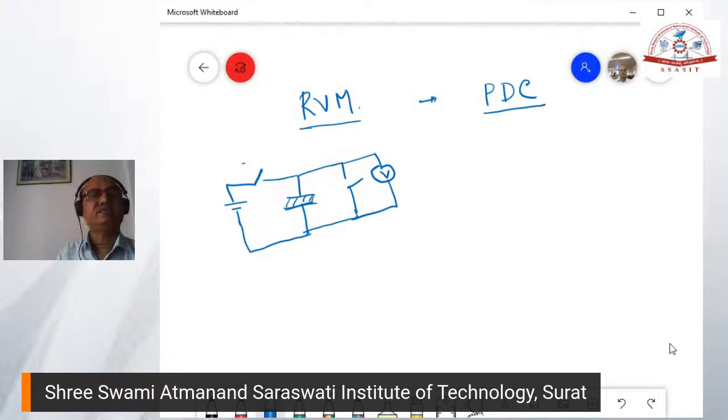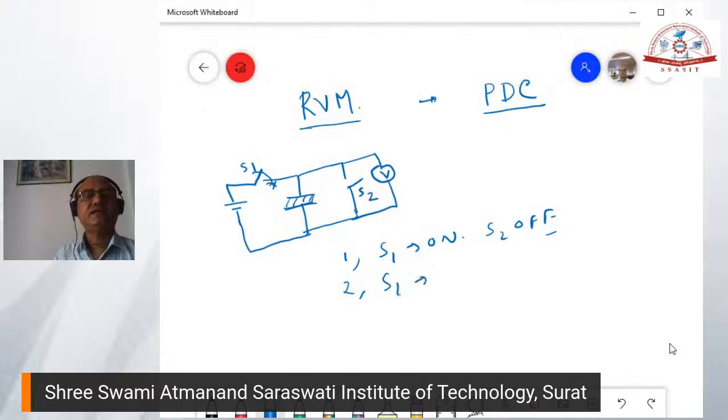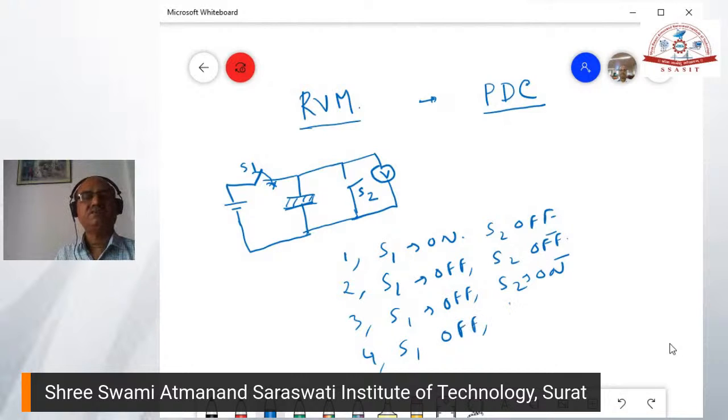So this is the S1 switch, this is the S2 switch. In the first step, the S1 switch is on for some time and S2 is off. Then in the second stage, S1 is made off and S2 is also off. Then in the third stage, S1 remains off and S2 is on for some time. Then in the fourth stage, S1 is off and S2 is also off, and then the voltage is measured.